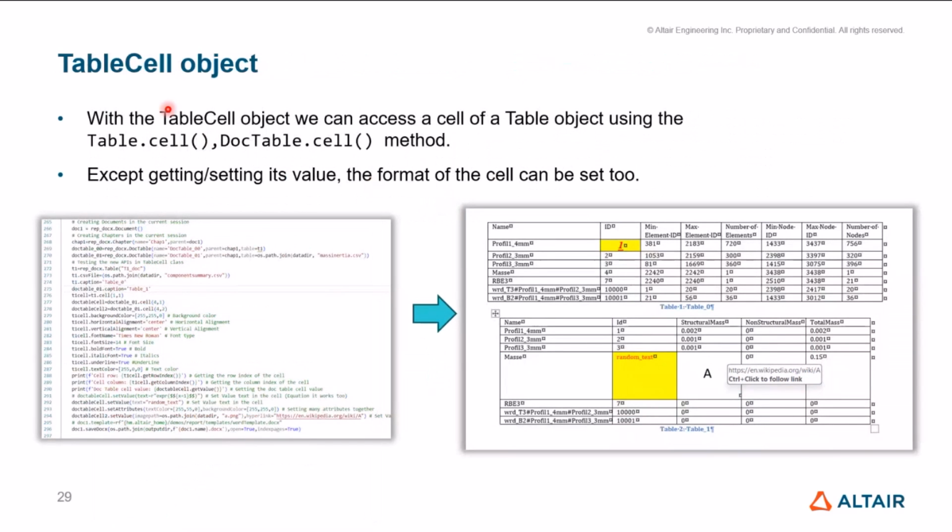Another new class that you'll find is the table cell. Objects of this class can be accessed using the cell method in the table and doctable classes. Using this, we can access specifically the cells that we're interested in a table and modify them, put some font or background color, or even a hyperlink or an image.